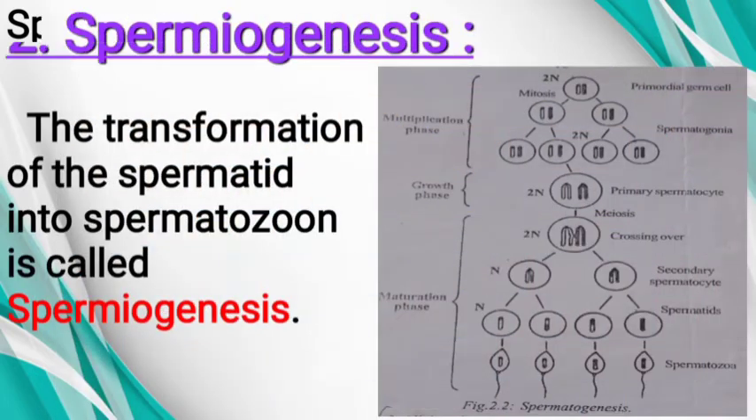Next, the second one is spermiogenesis. See, the transformation of the spermatid into spermatozoon or spermatozoa is called spermiogenesis. Here, the formation of the spermatid into spermatozoa or sperms is called spermiogenesis.